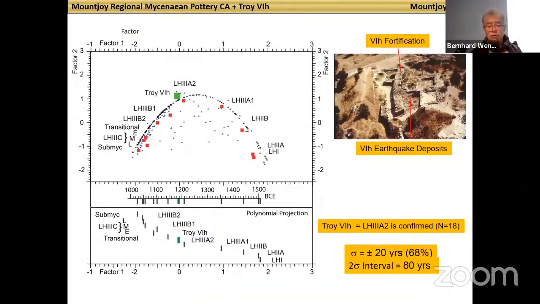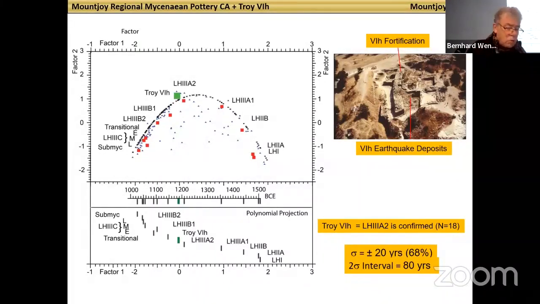At the bottom we have the projection. I would call it plus minus 20 years. It sounds quite good, but it's not, because a 2 sigma interval is 80 years. If you take a bucket of sherds and you can date it within 80 years, it's not what we want. It's not enough yet. We can't solve many problems.